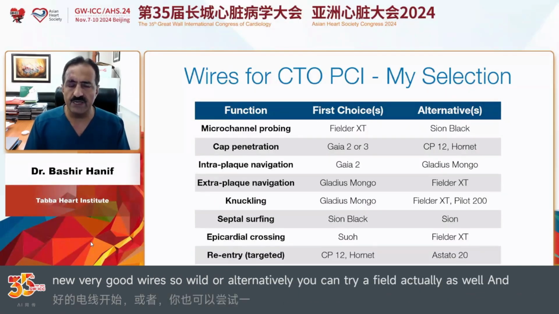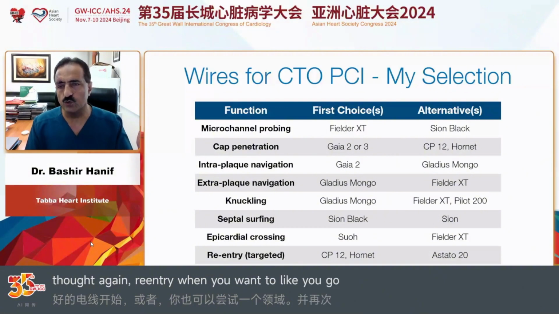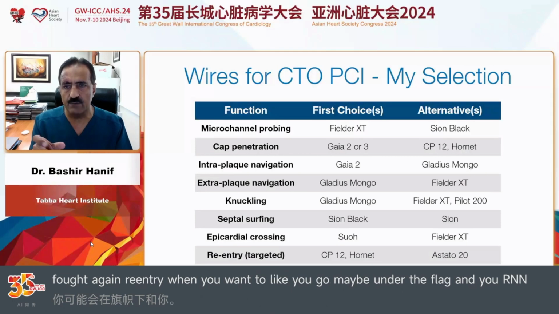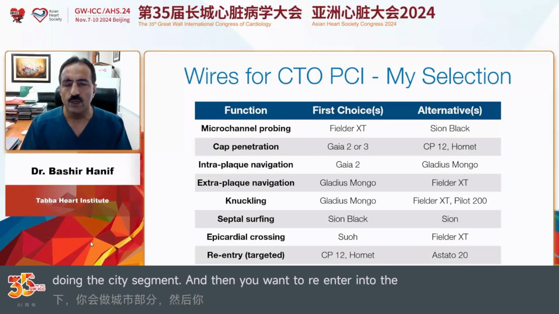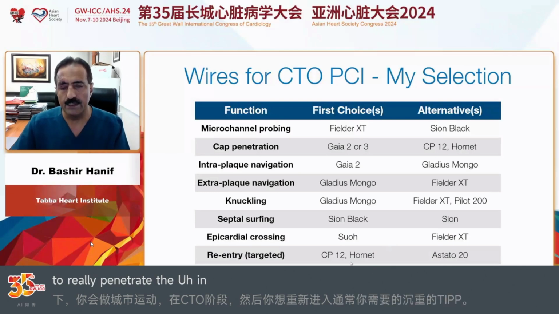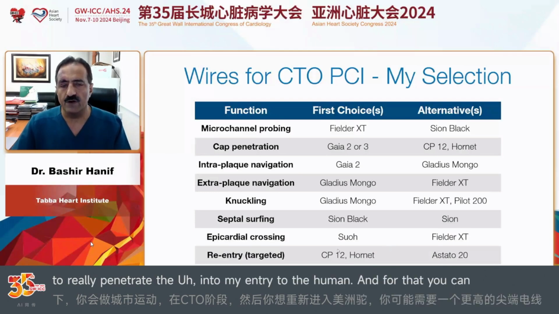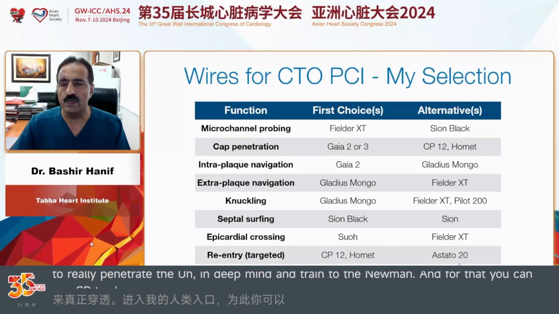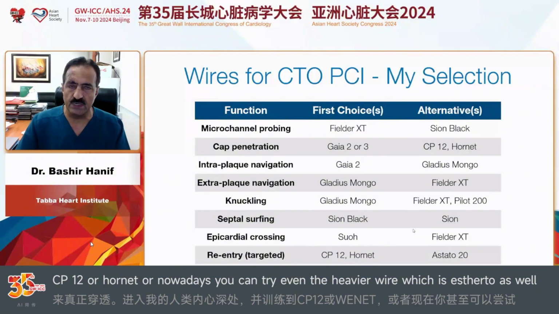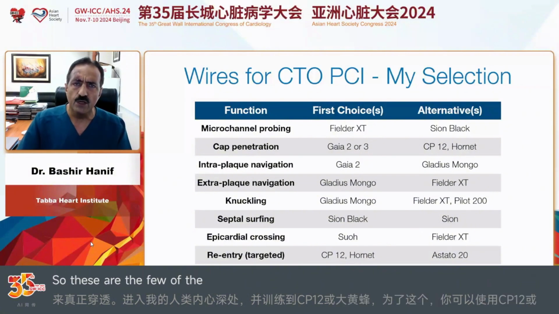And for re-entry, when you go maybe under the plaque during the CTO segment, and then you want to re-enter into the lumen, you may need a heavy tip wire to really penetrate the intima and enter into the lumen. And for that, you can use CP12 or Hornet, or nowadays you can try even the heavier wire, which is Sutatsu as well. So these are a few of the wires.